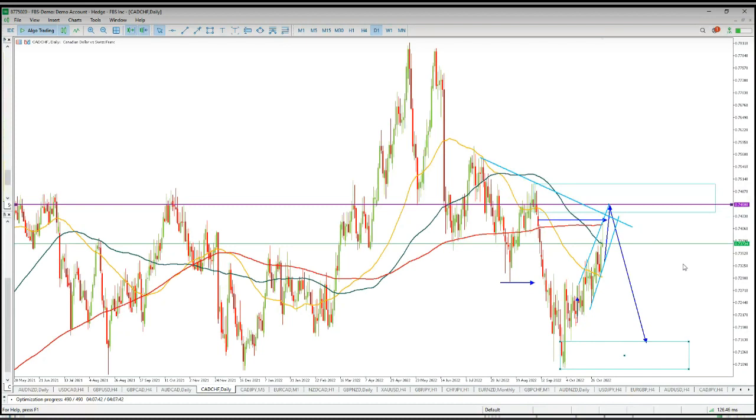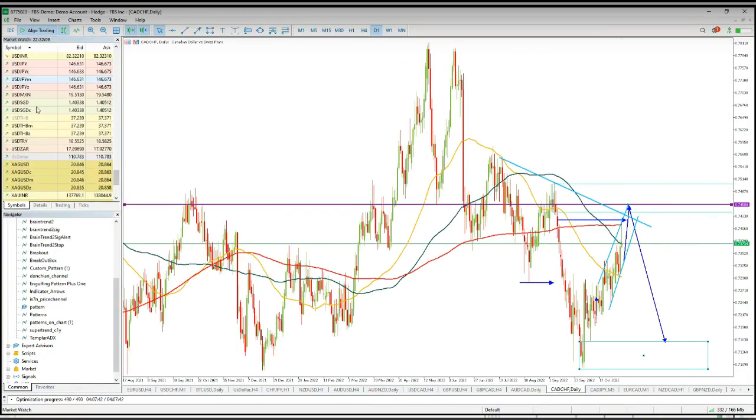So what other pairs should we look at? EURUSD. Am I sure I have USDCAD on my chart here? No. All right, so let's do EURUSD.